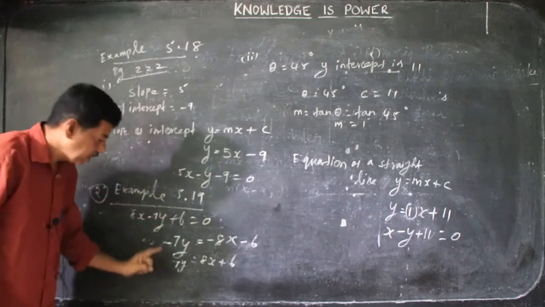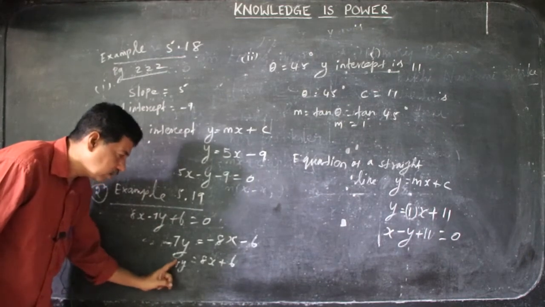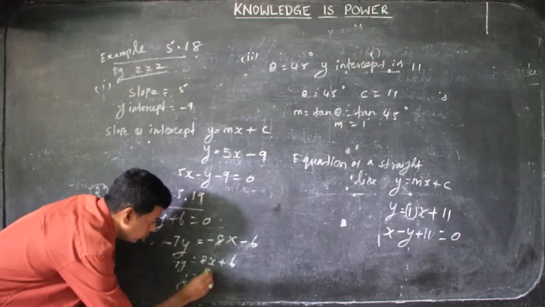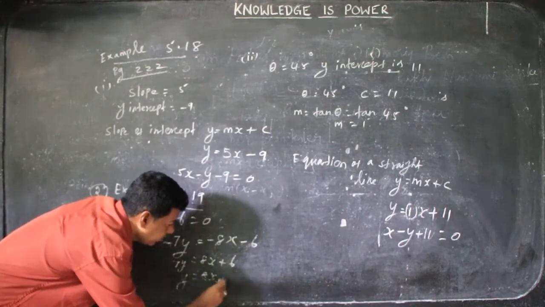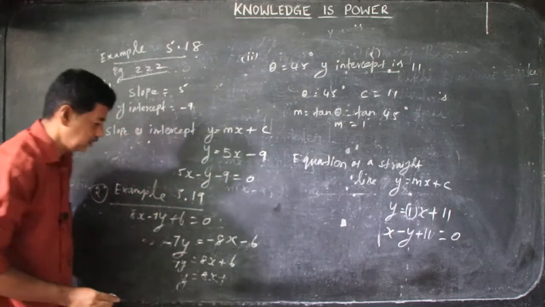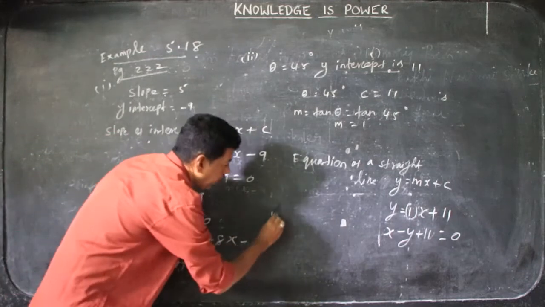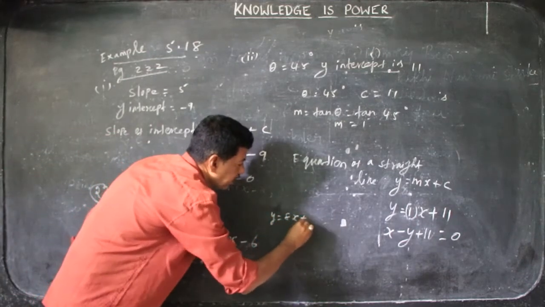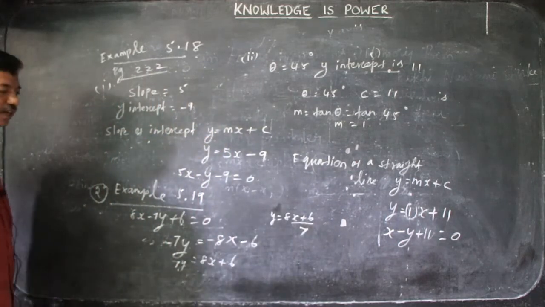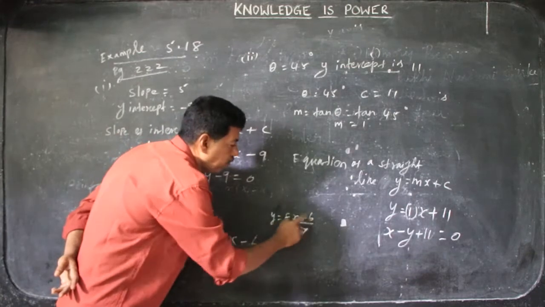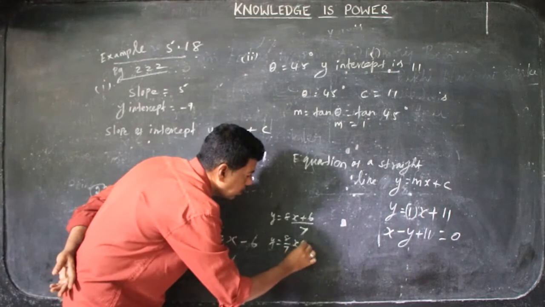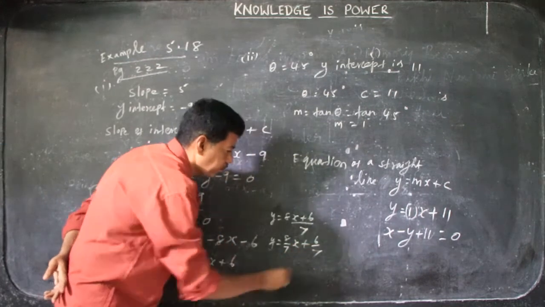This form you have to get. 7 is in multiplication. When you go to the opposite side, it will be a divide. So y equal to what? 8x plus 6 divided by 7. It is clear? This 7 is divisible for both. So y equal to 8 by 7x plus 6 by 7.